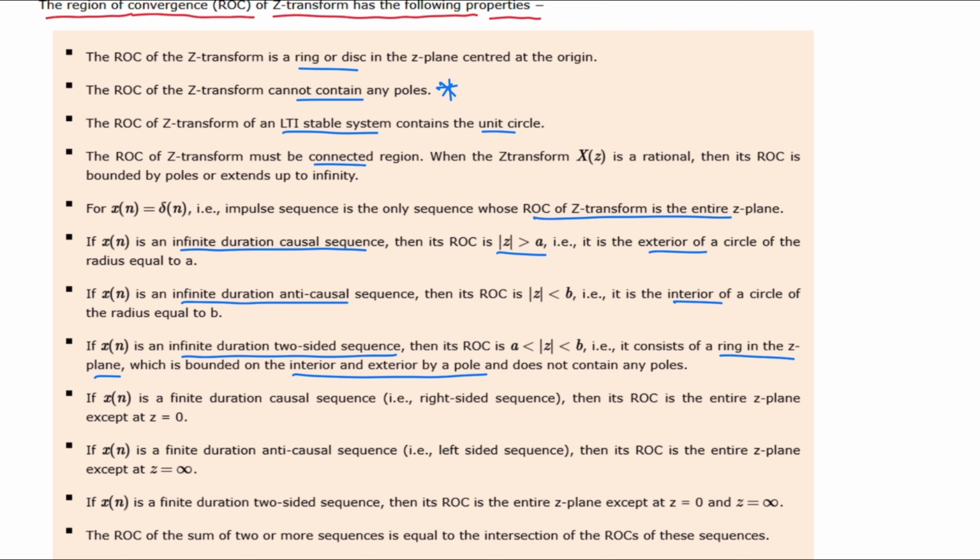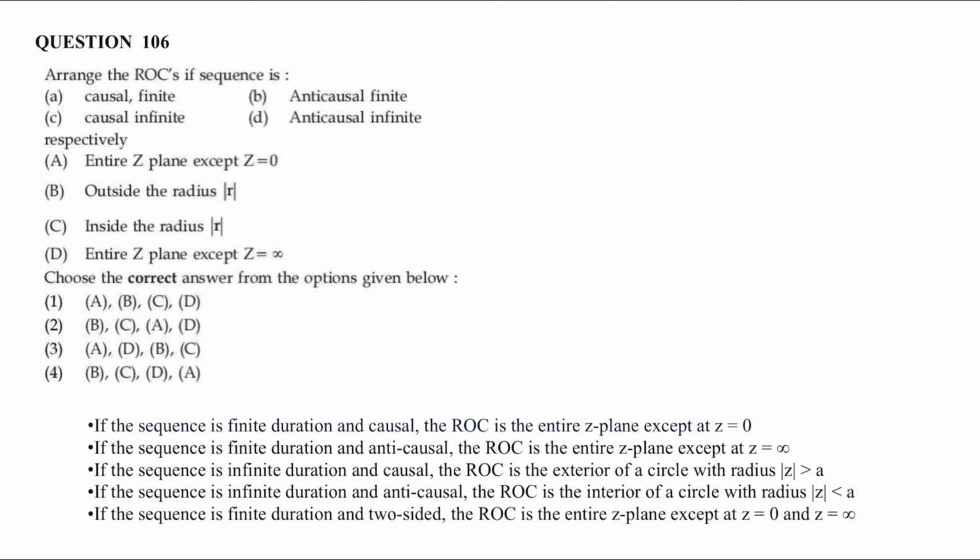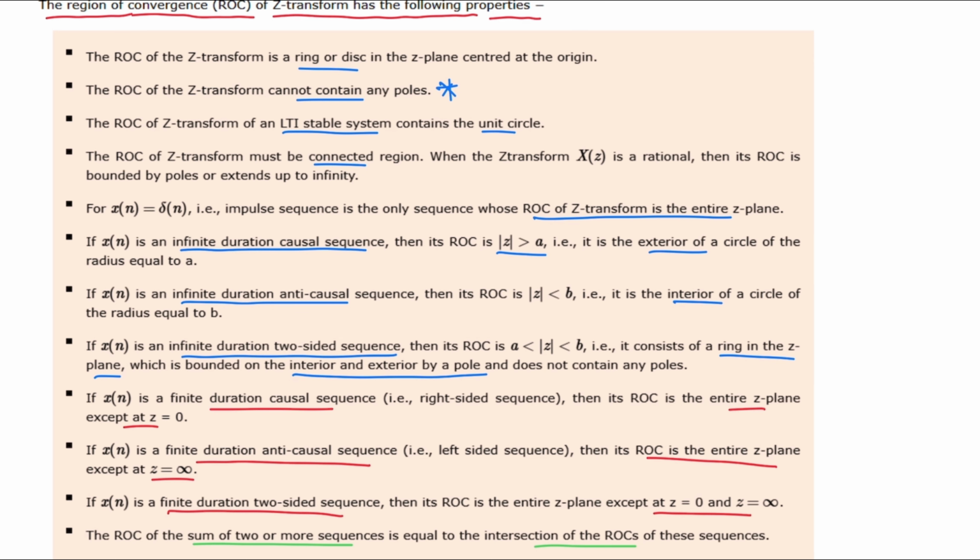If the sequence is a finite duration causal sequence, that is a right-handed sequence, the ROC is the entire Z plane except at z equal to 0. If x of n is a finite duration anti-causal sequence, the ROC is the entire Z plane except at z equal to infinity. If x of n is a finite duration two-sided sequence, the ROC is the entire Z plane except at z equal to 0 and z equal to infinity. The ROC of the sum of two or more sequences is the intersection of the ROCs of these sequences. So this is a complete picture of the region of convergence for sequences in the Z transform.